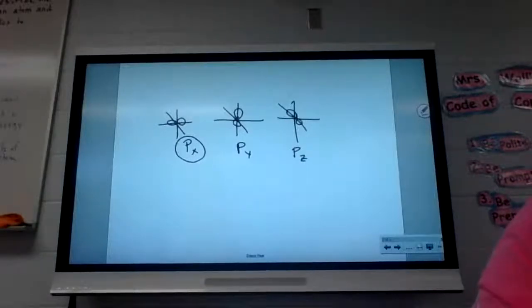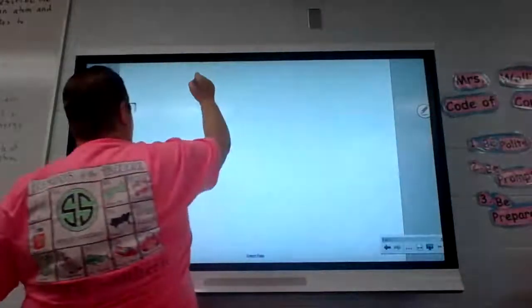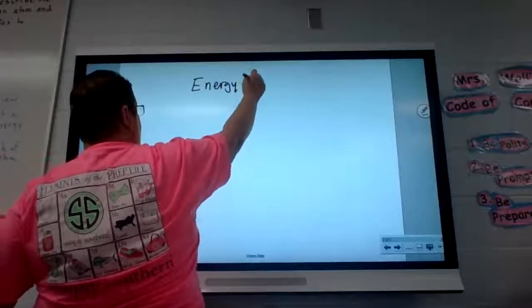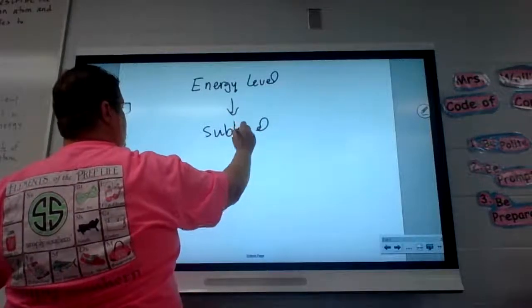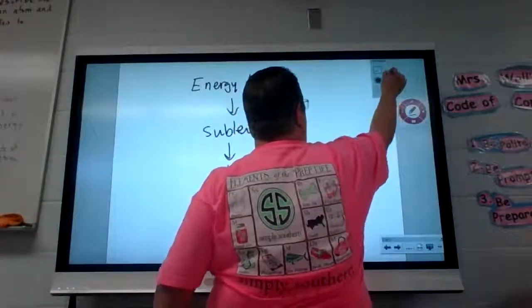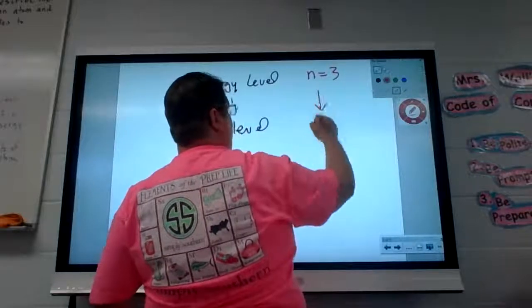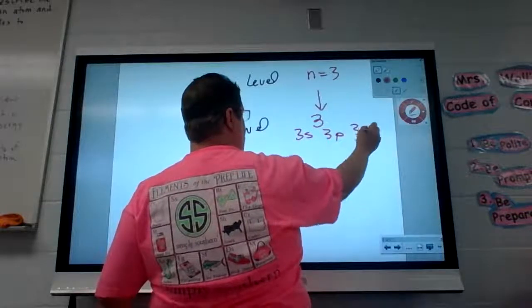Now, how many orbitals are there if n equals 3? 9. All right, for those of you who do not know how to get it, how many sublevels are there? 3. Remember, when you are trying to answer questions like that, an energy level becomes a sublevel, then you can find the orbital. So if n equals 3, how many sublevels are there? 3. All right, what are their names? So now figure out the orbitals.